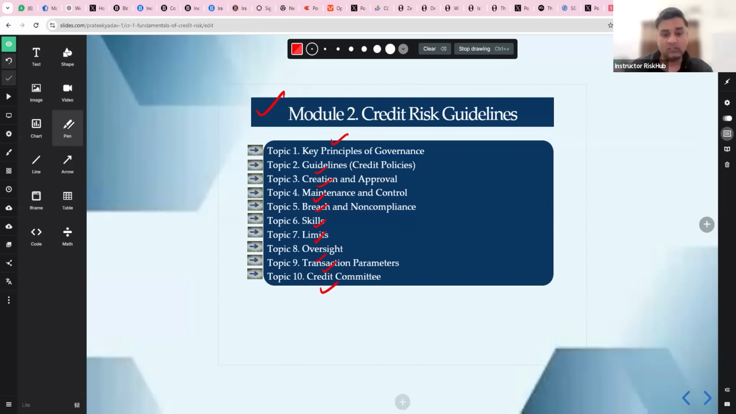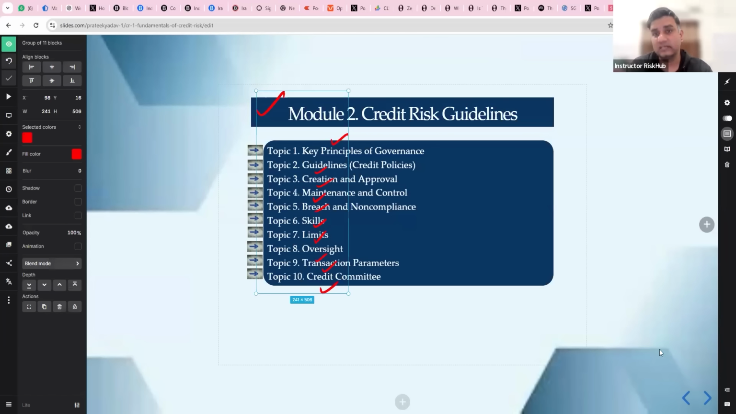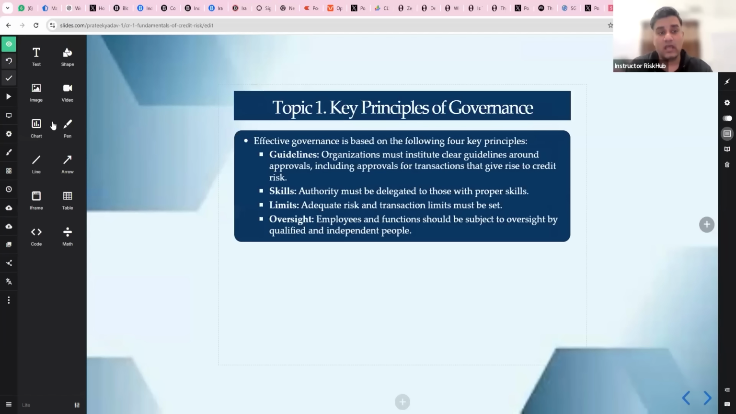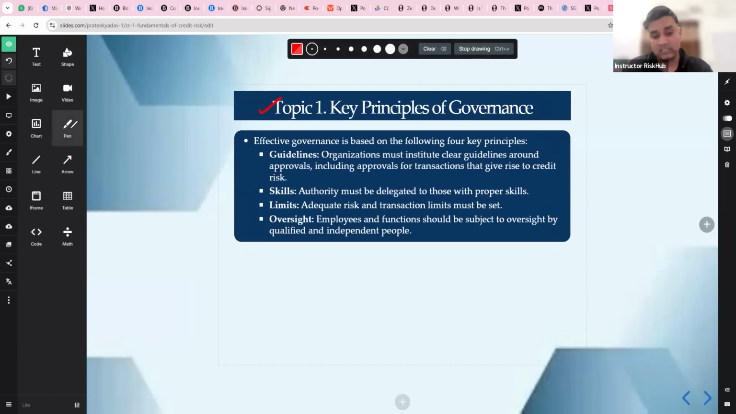So Module 1 was about your understanding of the governance framework. Module 2 is about your architecture, right? Policy architecture, right? So that is what we are trying to understand here. So let's dig deeper and understand it more. Okay. Now we are looking at the key principles of governance. When you talk about the key principles of governance, there are 4 pillars here.